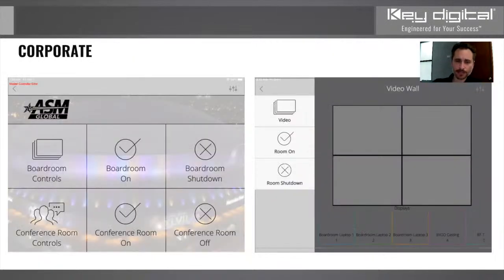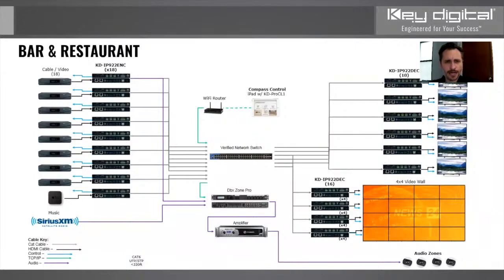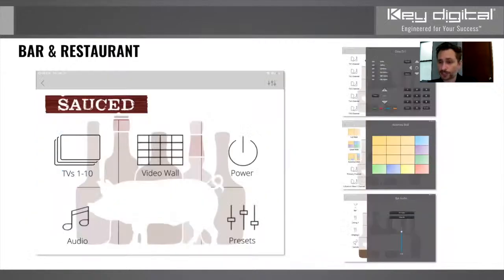And then we get into bar restaurant. And I promise the beautiful rack pictures here, right? Well, it just does not get any cleaner than that. And this features a 4x4 video wall. Just an outstanding job done by our integrator here. With AV over IP, it's just going to be the perfect size, the perfect fit for your application, no matter what. So we see the system design that started us off with this job. We see the Compass control programming. So really, Key Digital has the resources for you before, during, and after the sale.